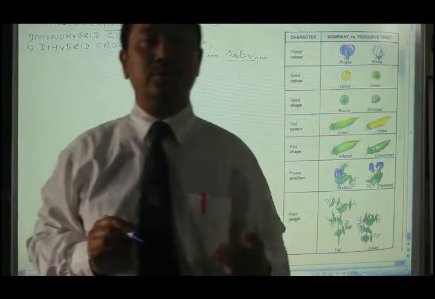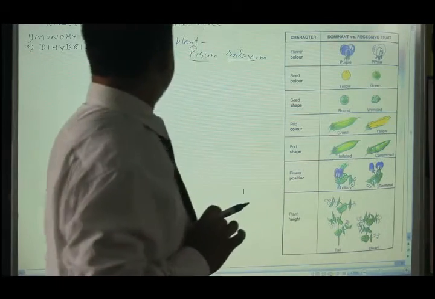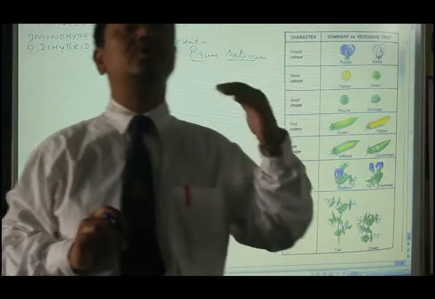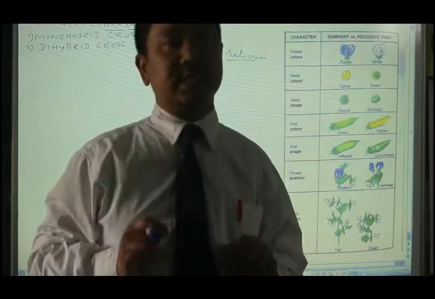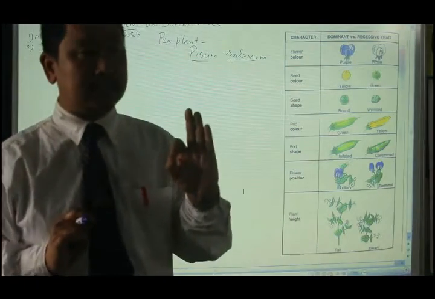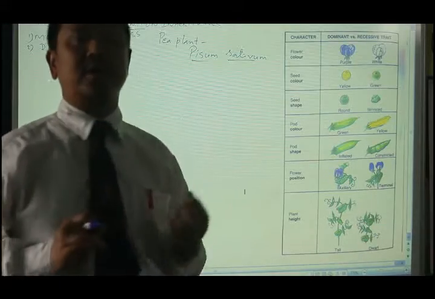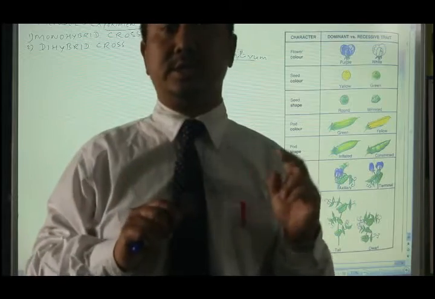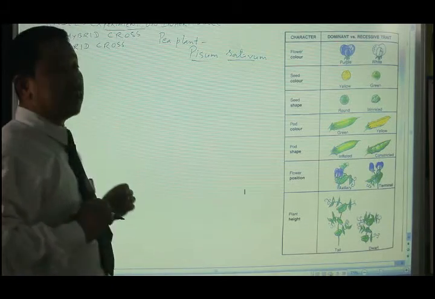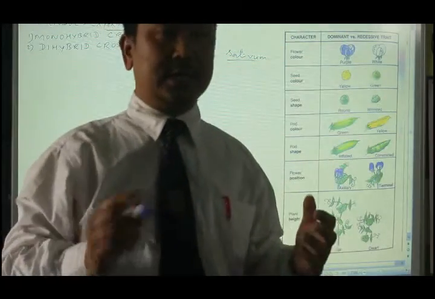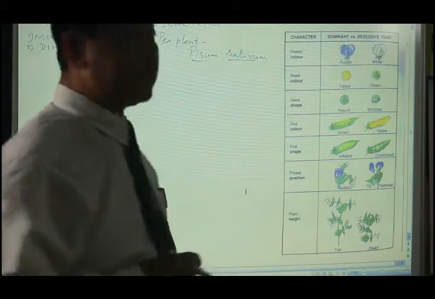As I already told you, he is famous for two experiments, the monohybrid cross and the dihybrid cross. The monohybrid cross is the one where he considered only one character at a time in his experiment. Since only one character is taken into consideration, the cross is called the monohybrid cross. The dihybrid cross is the one where two characters are taken into consideration at a time. Today we will be talking mainly about the monohybrid cross. If time permits, we can even do the dihybrid cross today itself.